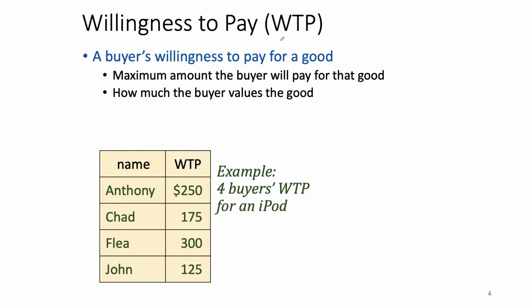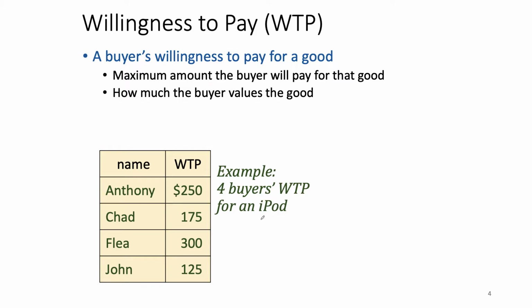The WTP, as we abbreviated it, the willingness to pay, is what it sounds like. This basically captures a buyer's willingness to pay for a good, the maximum amount that the buyer will pay for that particular good. So it gives us an indication of the value that the consumer puts on each of these goods, and different consumers in this economy are going to have different willingness to pay.